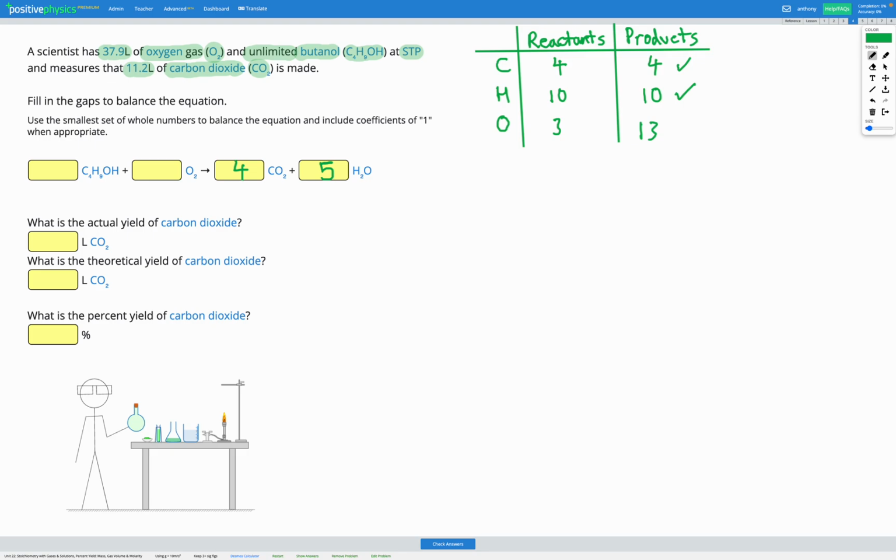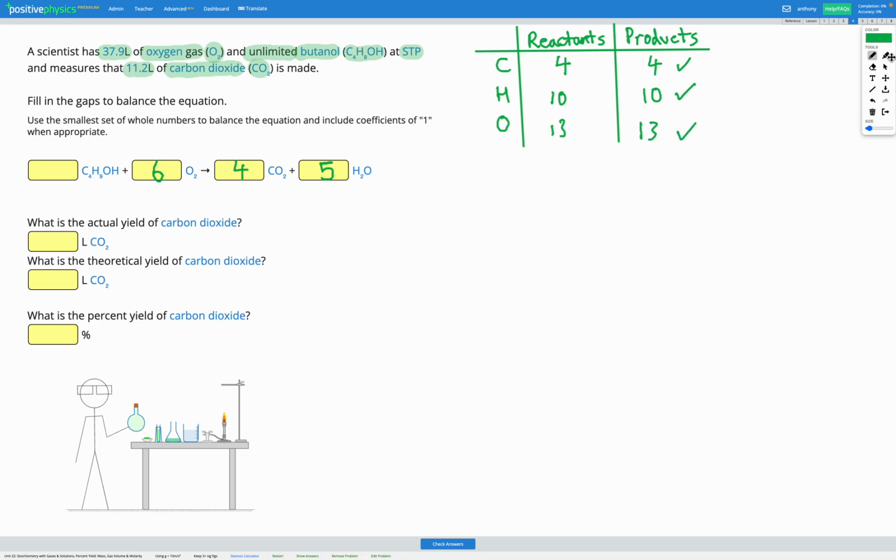I've got 3 in the reactants and 13 in the products, so I need to get 10 more oxygens in my reactants. So that's 5 more sets of O2. So I'm going to change this to a 6 over here and add up to see if that balances my reaction. So my products stayed the same, but in my reactants, I've still got C4H9OH, so 4 carbons, 9 hydrogens, and oxygen, and 1 more hydrogen. Plus I now have 6 sets of O2, so that's 12 more oxygens. So that gives me a total of 10 hydrogens and 13 oxygens. So finally, my whole equation is balanced.